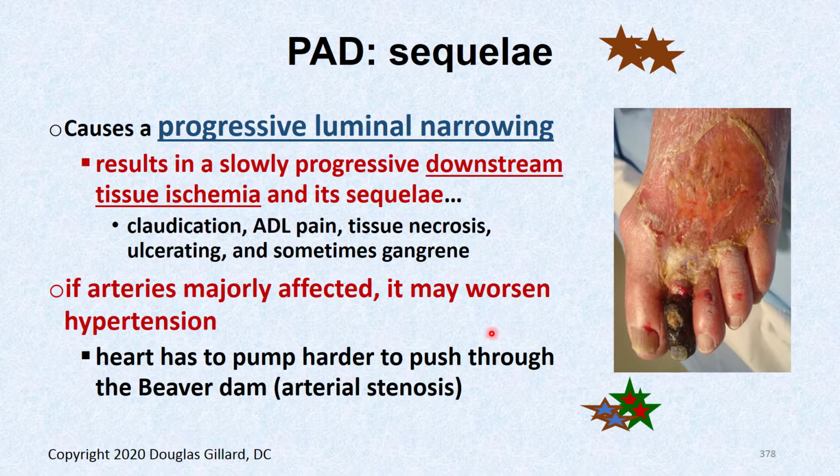All right. If arteries are majorly affected, it would worsen hypertension. So if it's a big region, if it goes from your entire abdominal aorta to your common iliac and even down into your external iliac on both sides, that's enough where the heart has to actually start pumping harder to get blood through, because the heart senses the tissue down in the lower extremities needs oxygen, so the heart will start muscling up. So it can be a cause of hypertension as well if it's widespread.